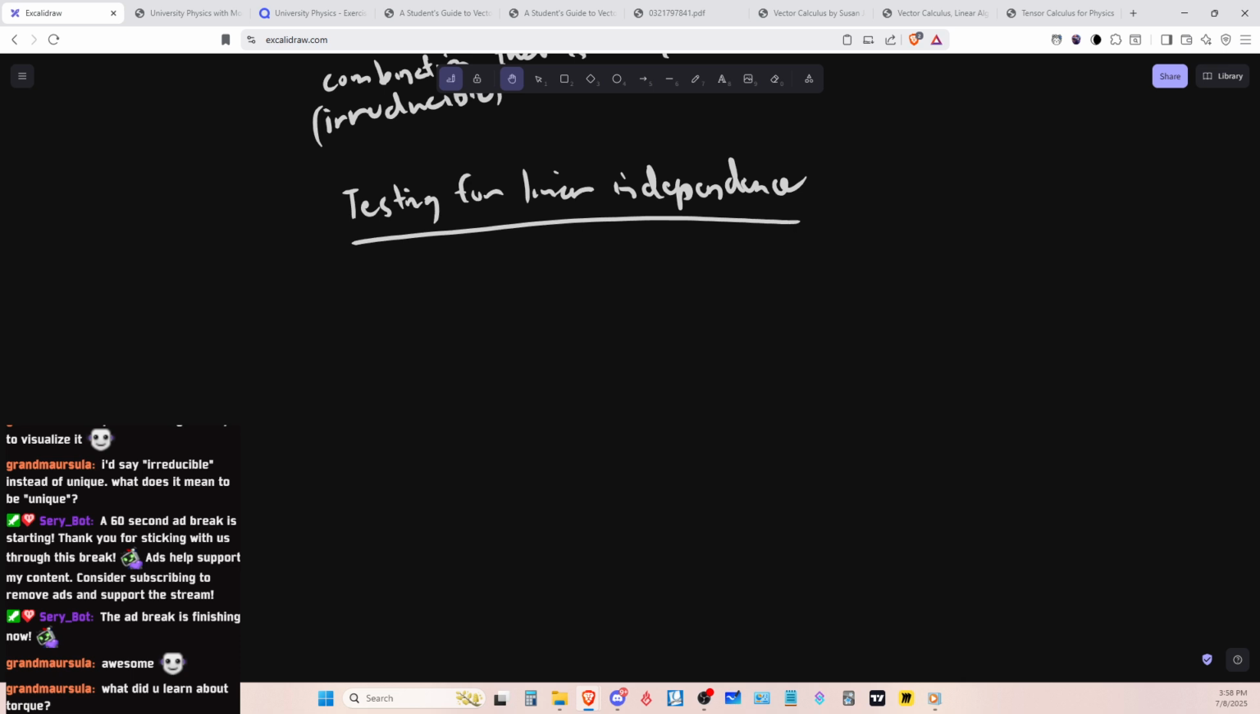Let's see, how much do we have here? Oh, this document's pretty long. Let's see, testing for linear independence. Okay.